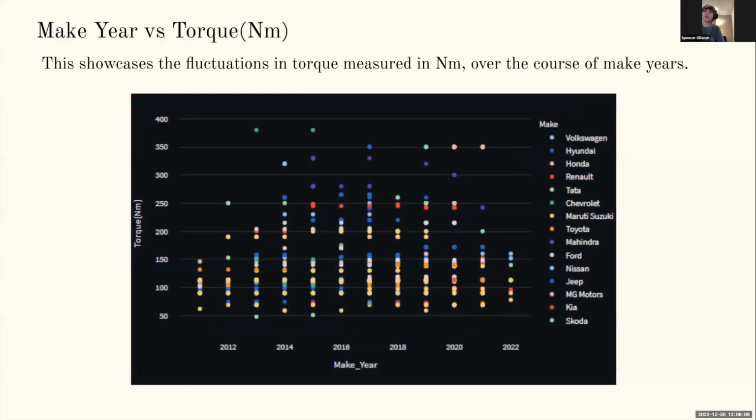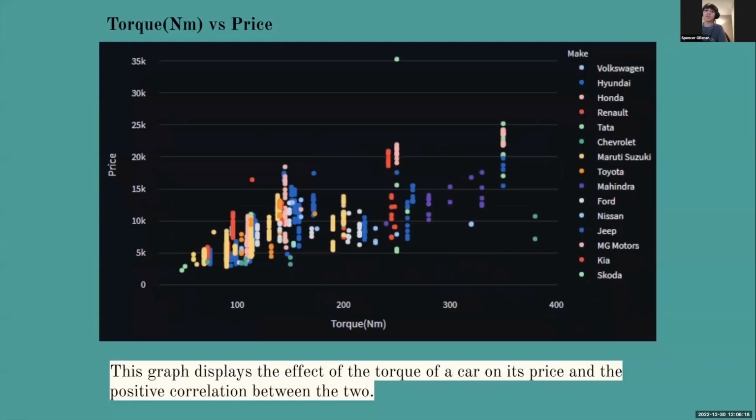This is the make year versus the torque. This just shows the fluctuations in torque depending on the make year of the car. This is the torque versus the price. This is very similar to the power versus the price. It also relates to the engine. As we can see, as the torque goes up, the price also tends to go up. So you can see that there.